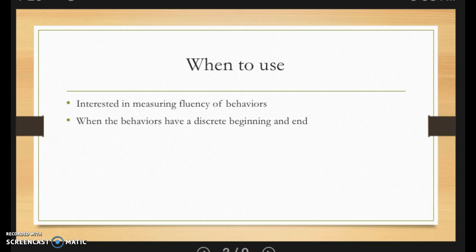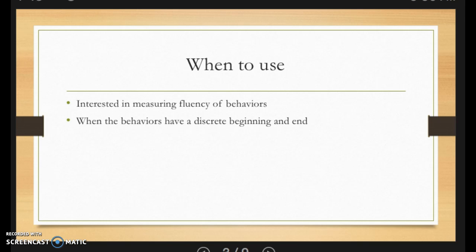So, when to use the rate calculation. When you're interested in measuring the fluency of behaviors, and when behaviors have a discrete beginning and end. An example of behavior that has a discrete beginning and end is talking, right? Picking up a pencil, opening or closing a book.